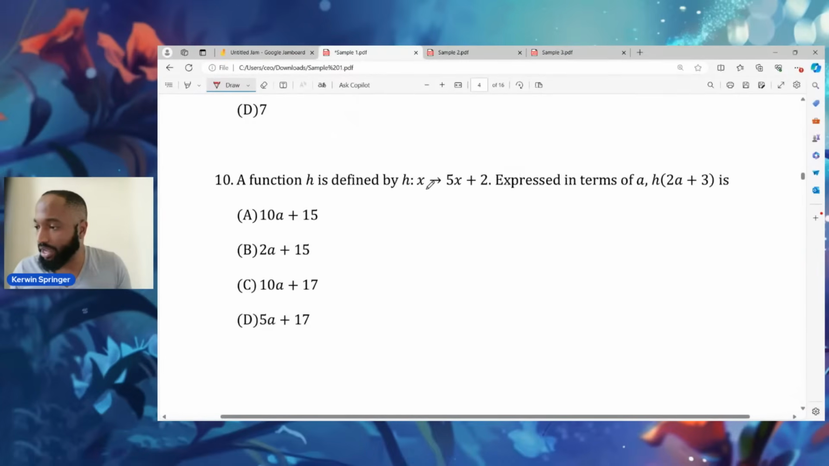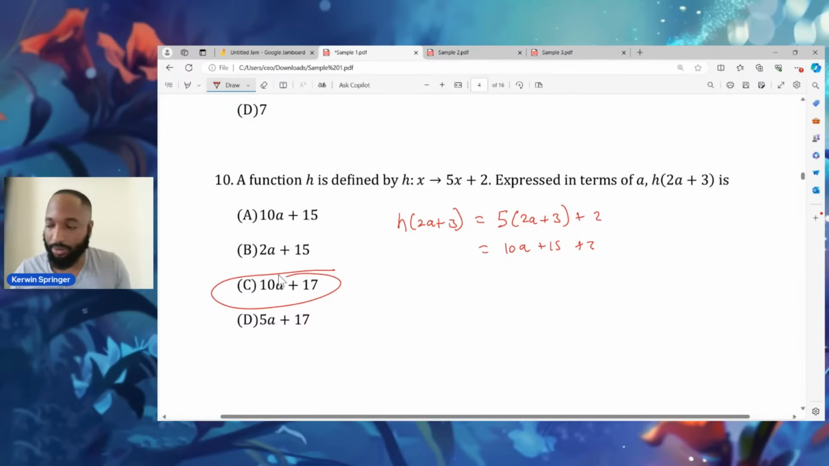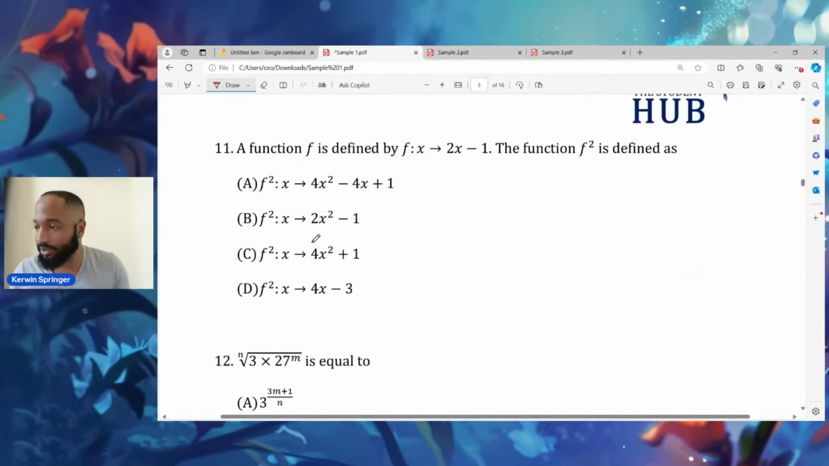A function h is defined by h of x is equal to 5x plus 2. Expressed in terms of a, h of 2a plus 3. Fine. H of 2a plus 3 just means that I need to put 2a plus 3 in place of x. So now I'm seeing 10a plus 15 plus 2, 10a plus 17. The answer is C.